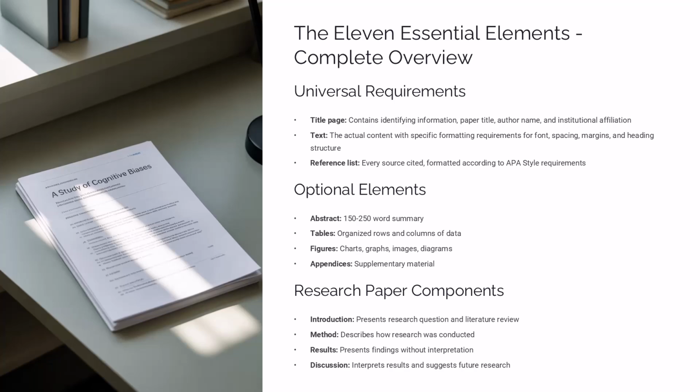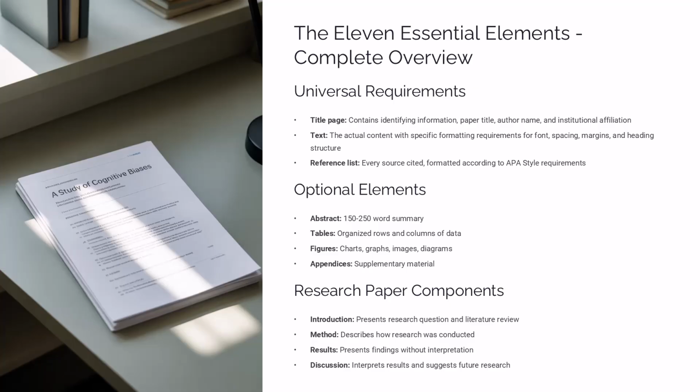The second category contains 4 elements that appear when your assignment or publication context requires them. These elements enhance your paper's scholarly value and professional presentation. An abstract is a brief summary of your paper, typically 150 to 250 words, that appears on its own page after the title page. Abstracts are required for many research papers, dissertations, and journal submissions, but not typically for course papers unless specifically requested. A well-written abstract allows readers to quickly understand your research question, methodology, key findings, and implications.